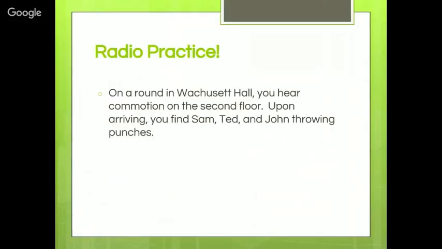Wachusett RA to control. Control, go ahead. I need an officer for a physical altercation between 3 males on the 2nd floor of Wachusett Hall. Copy. An officer is on their way. Received.